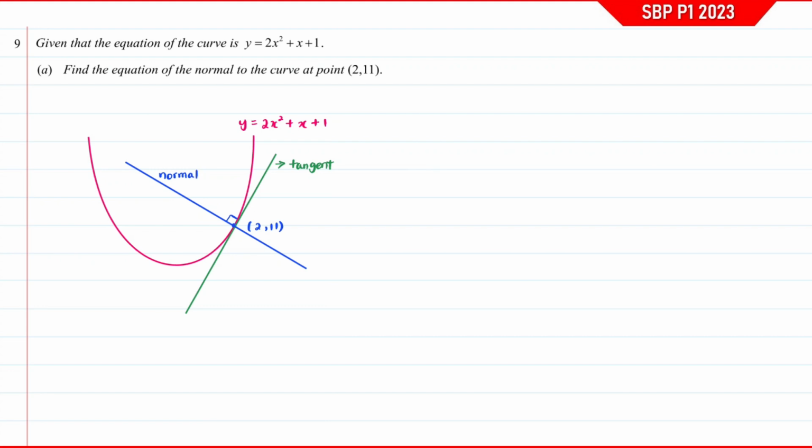So first we're going to find the gradient of the tangent. So first we're going to differentiate the equation. So dy/dx is equal to 4x plus 1. To find the gradient of the tangent, we're going to substitute the x coordinate, which is 2, into dy/dx. It will be 4 times 2 plus 1, which is equal to 9.